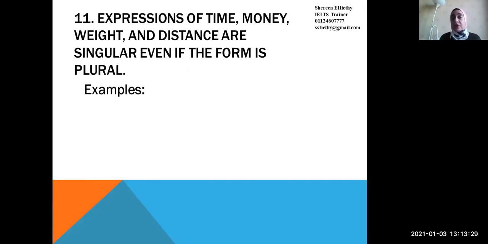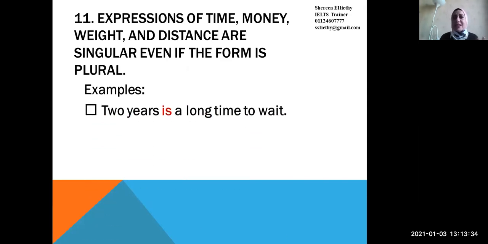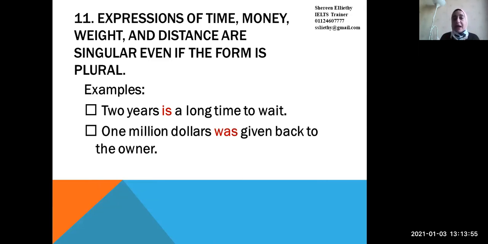Number 11: expressions of time and money and weight and distance are singular, even if the form is plural. This one is really interesting. Two years is a long time to wait. So two years is an expression of time. Even if you see two years and think it should be "are," no, two years is a long time to wait. $1 million was given back to the owner. Very good. You think of it as a unit of measurement. Expression of money, like $1 million. Expression of time, two years.